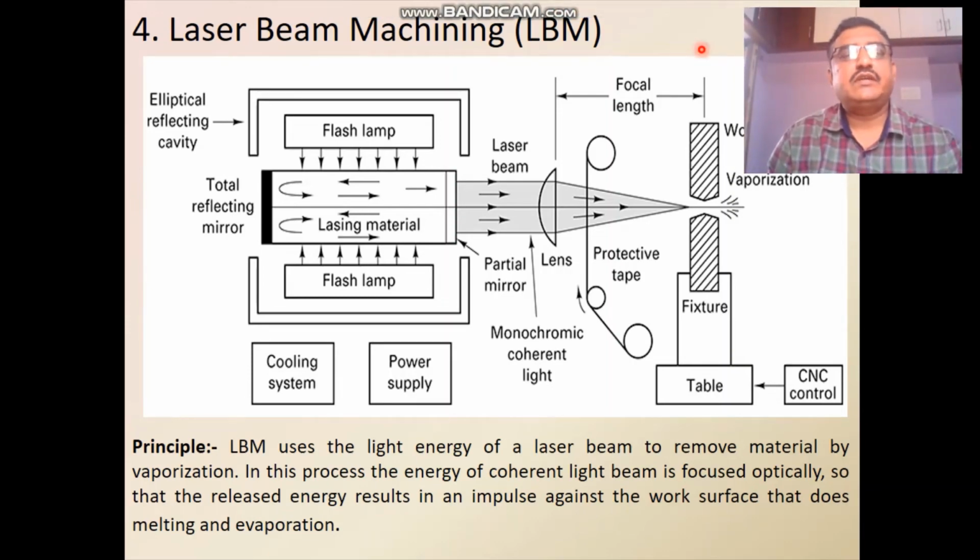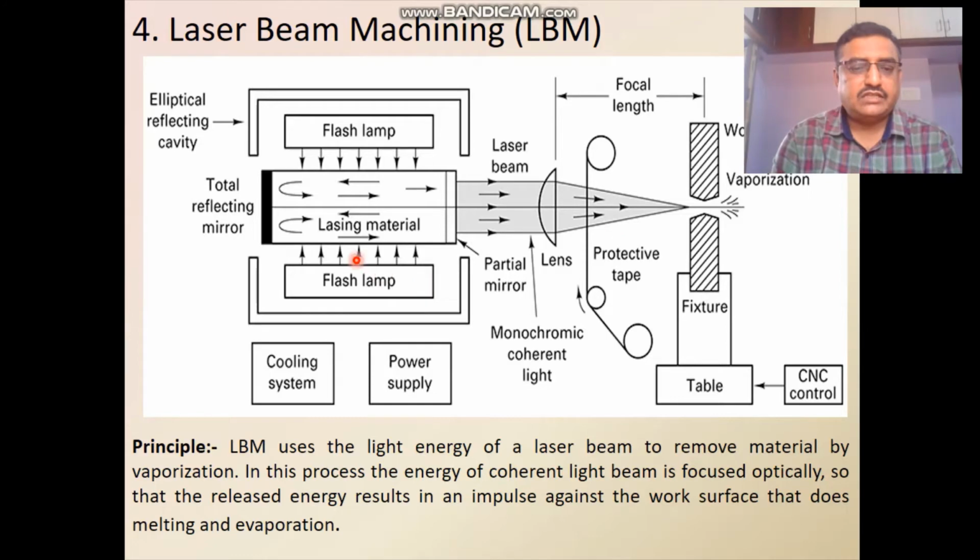We'll discuss the fourth advanced machining process, the laser beam machining process. Laser is light amplification by stimulated emission of radiation. The main principle of this laser machining is that electrical energy is converted into light energy, and then light energy is converted into heat energy. With the high temperature of the heat, metal gets vaporized and a cavity or machining takes place.